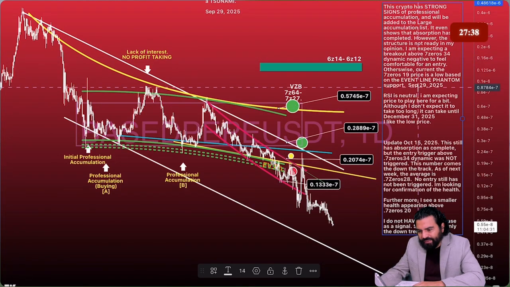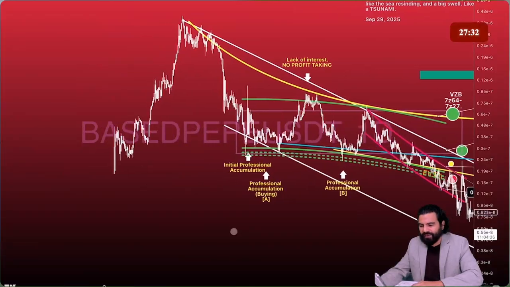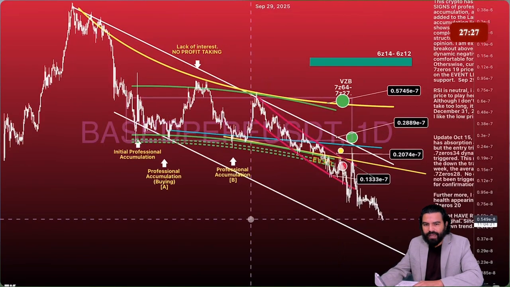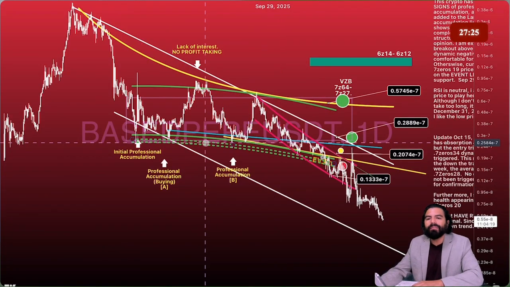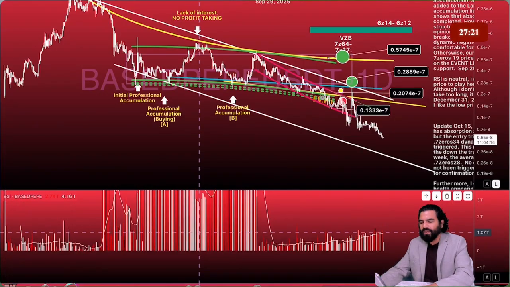Now, there are signs of professional accumulation in this crypto, but let's see who they're playing against. There are signs in the past of professional accumulation, and that could mean this crypto will do well, but you also have to be realistic about your timing and season. So let's see what was going on here.